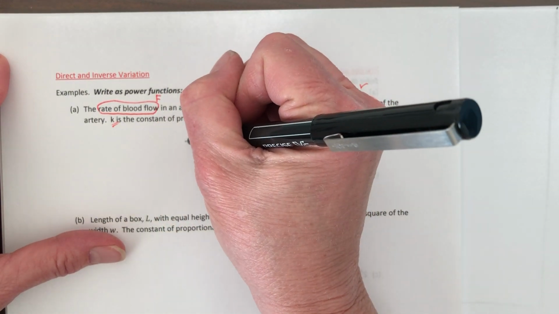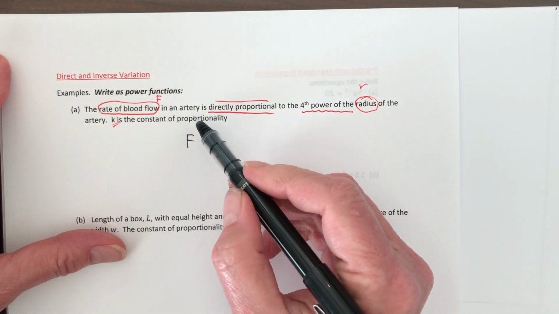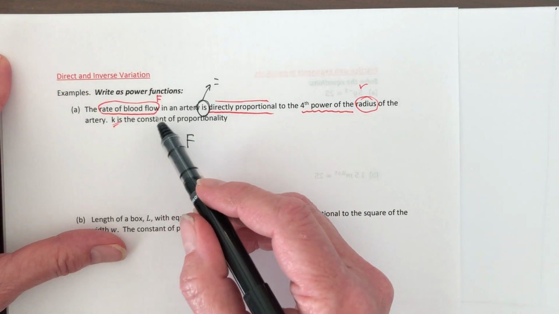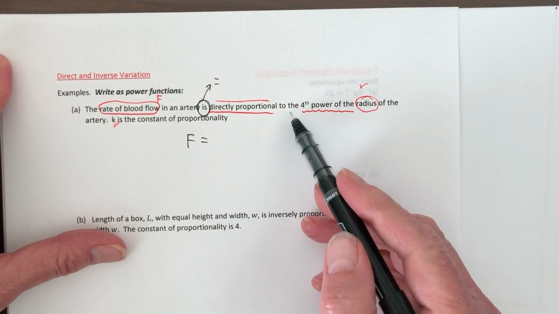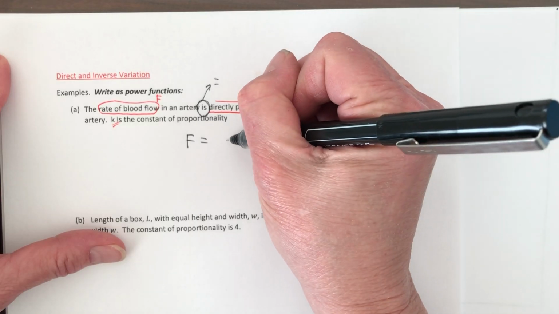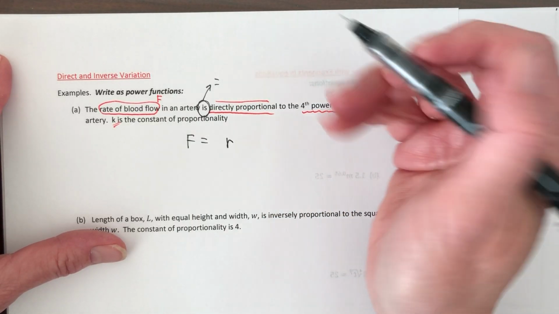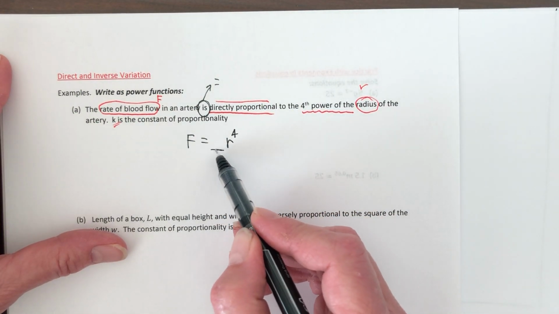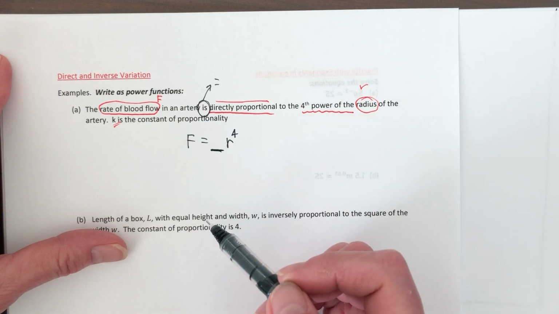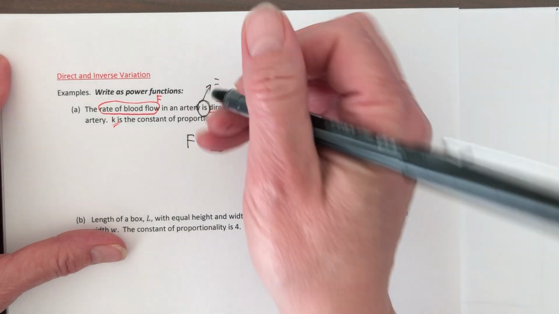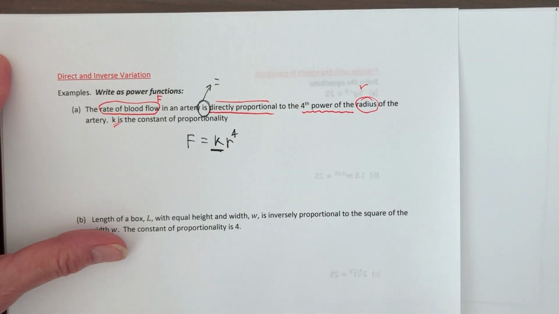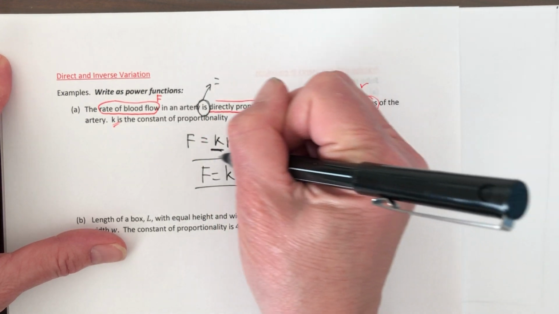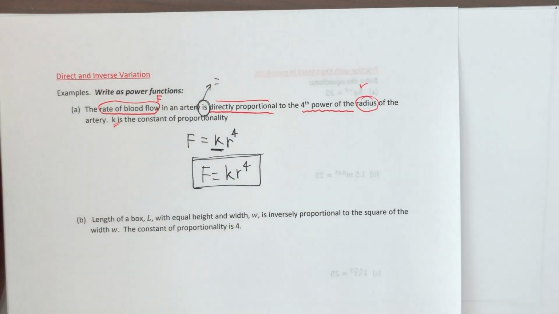The rate of blood flow, F, in an artery is, I love the word "is" in math because it usually means equals. The rate of blood flow in an artery is directly proportional to the fourth power of the radius. If this is the radius, what does the fourth power of the radius look like? It looks like this. And if we're directly proportional, we should have some constant of proportionality right here. Oh yeah, they say K is the constant of proportionality. This is it. F equals K times R to the fourth is what they're looking for. This is the relationship in those words. Okay, let's try the next one.